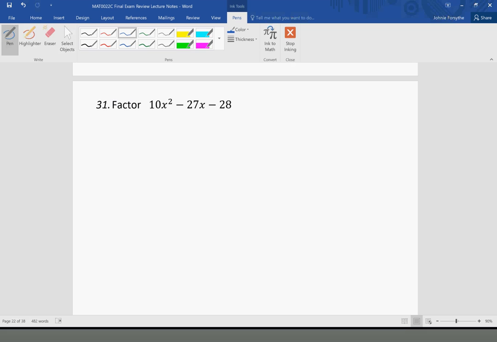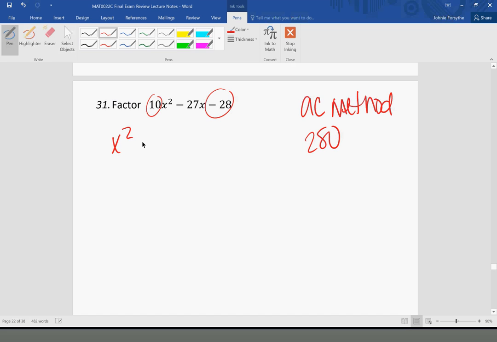Okay, so for me, I am going to notice that I don't have a GCF to factor out, unfortunately. So the next step is to do the AC method, which means to multiply A times C. So 10 times 28 is 280. So I'm going to rewrite my trinomial. I'm going to toss the 10 for now and write my new C.